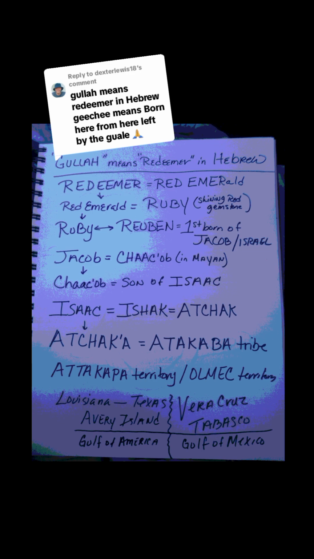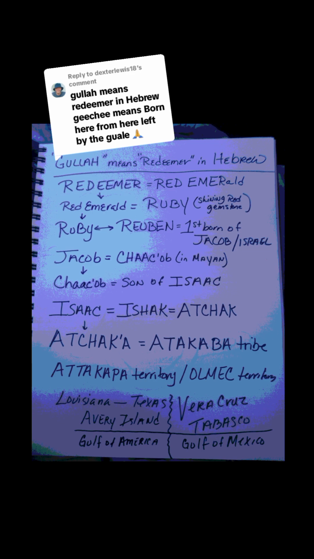And the Achakaba tribe territory, or what they call the Atakapa territory, it's also Olmec territory, and this is like the area between Louisiana and Texas, like around Avery Island. And then Avery Island, if you go directly across the Gulf of Mexico, it goes into an area called Veracruz and Tabasco. So that's like Olmec territory. So it makes sense that Gullah would be referencing the Redeemer, which would be referencing the red emerald ruby.